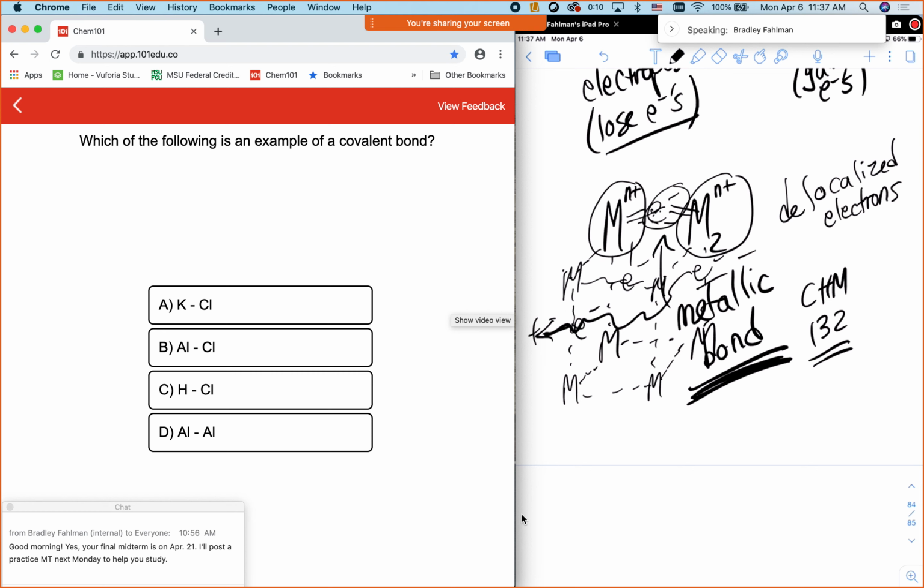Without getting into a lot of details, stay tuned. For Chem 132, we get more into metallic bonding. But that's the variety. If you have two metals, it's metallic. A metal and a nonmetal is ionic. And then two nonmetals is covalent. Okay.